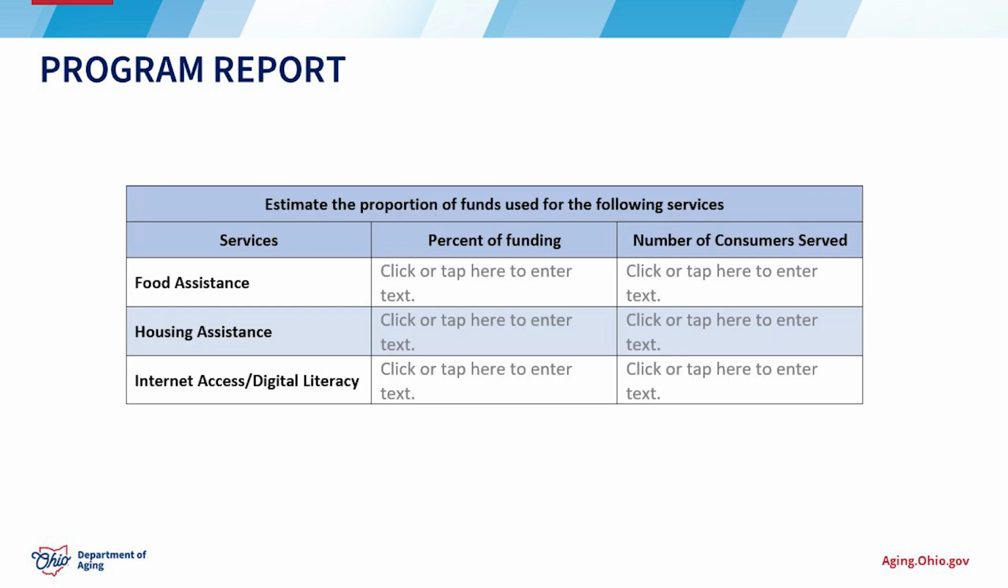This brings us on to our final quantitative section of the report template. Here you'll be asked to estimate the proportion of funds that you've expended to date for our 3 priority service areas: food assistance, housing assistance, and internet access and digital literacy. You'll need to estimate the proportion of funds used or expended to date, as well as the number of consumers that you've served with those funds. Again, it's okay to have a blank category. We know many of you are just getting started.